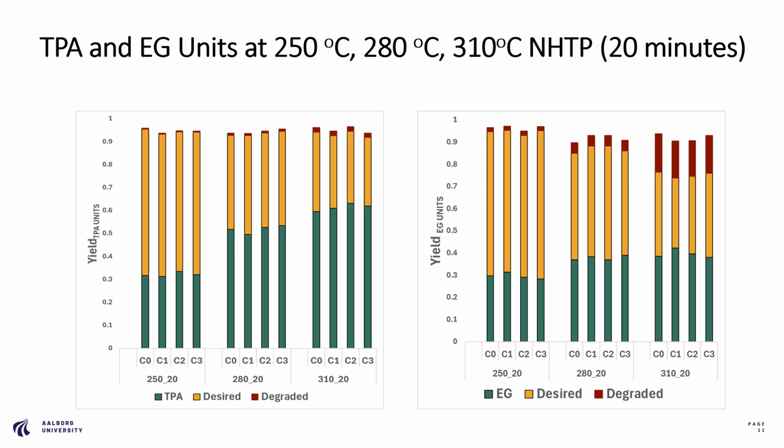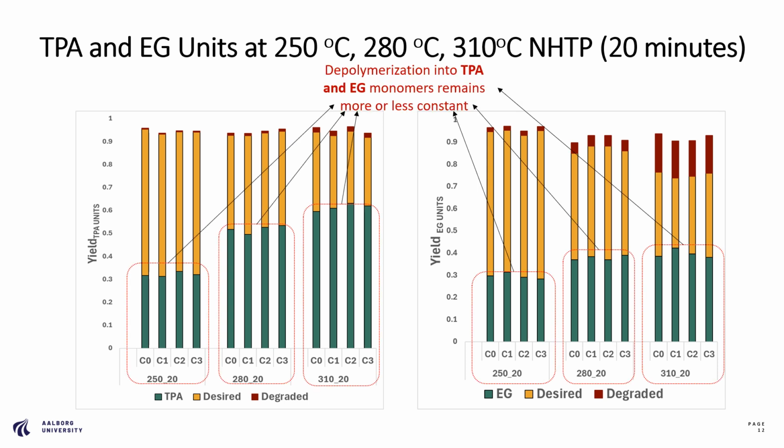Here I present my results in the form of TPA-EG units at 250, 280 and 310 degrees Celsius for NHTP at 20 minutes. On the left hand side, the stacked bar chart shows the yield of TPA units, and on the right side, the stacked bar chart shows the distribution of EG units under 3 different NHTP conditions separated over 4 cycles.